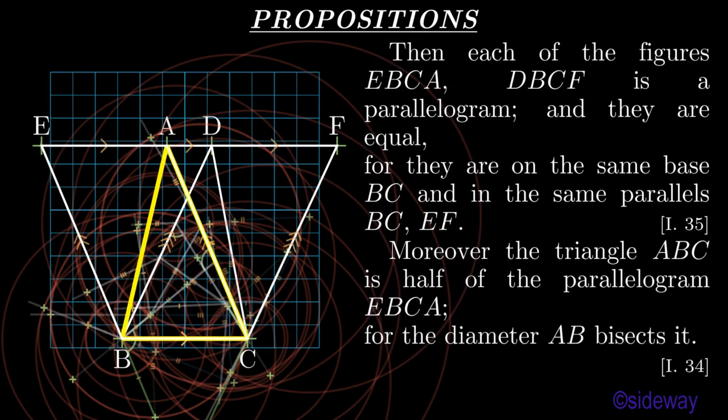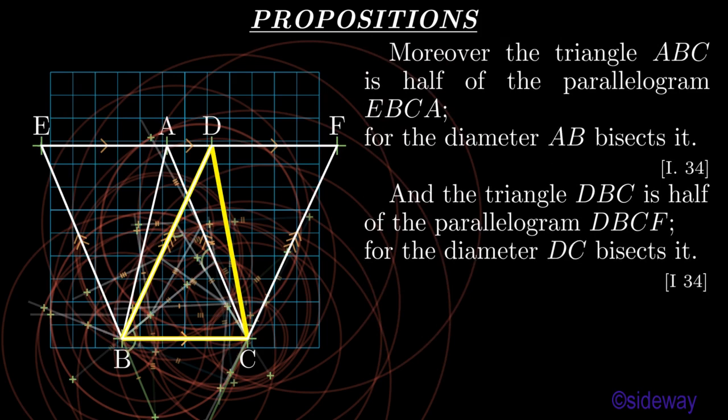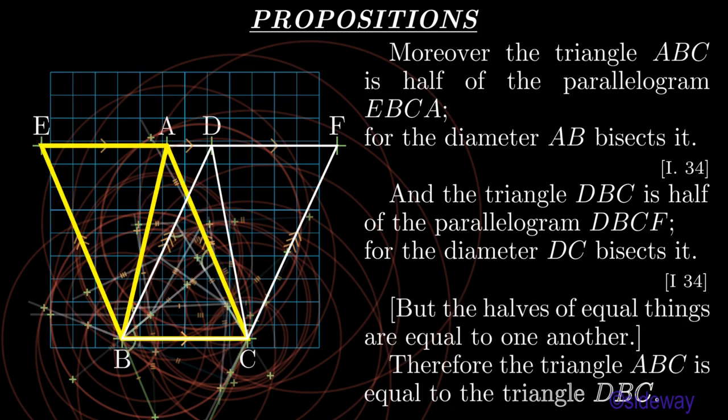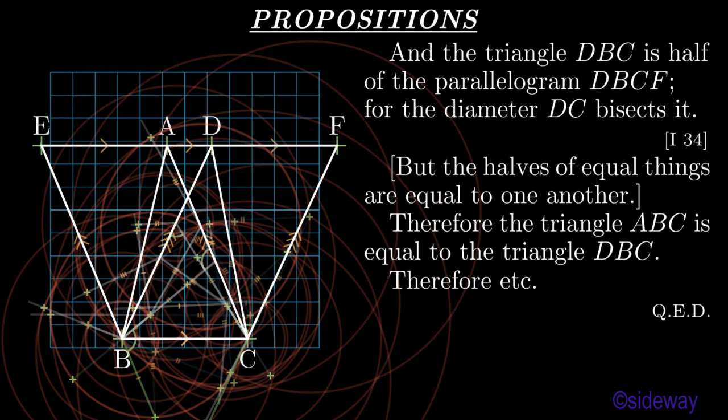Moreover, the triangle ABC is half of the parallelogram EBCA, for the diameter AB bisects it. By Book 1 Proposition 34. And the triangle DBC is half of the parallelogram DBCF, for the diameter DC bisects it. By Book 1 Proposition 34. But the halves of equal things are equal to one another. Therefore the triangle ABC is equal to the triangle DBC. Therefore, etc. What was to be shown.